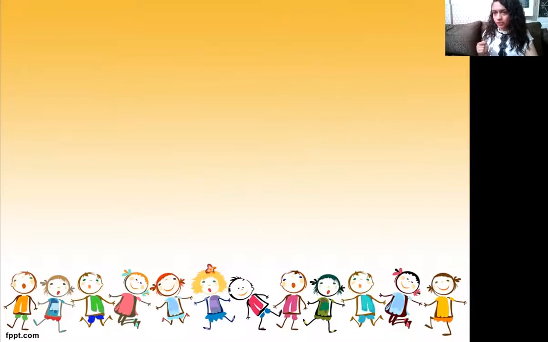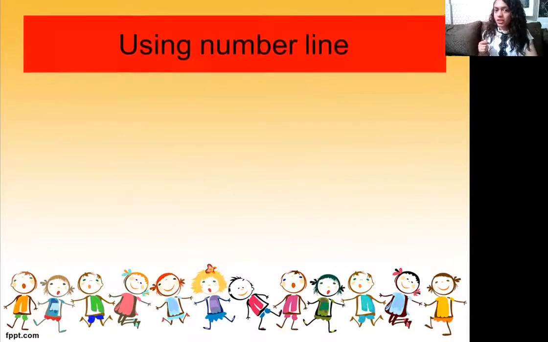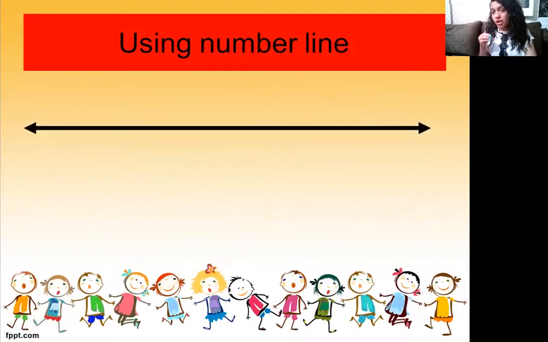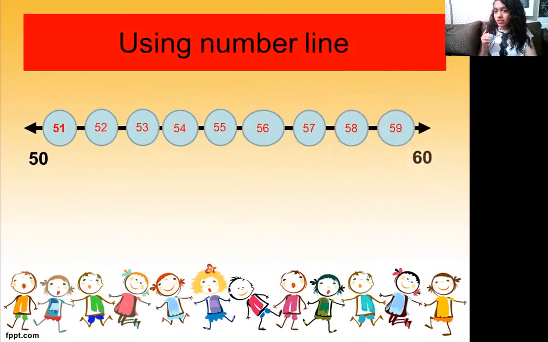So proud of you. So if I want to use the number line this time, and they give me some numbers like this.